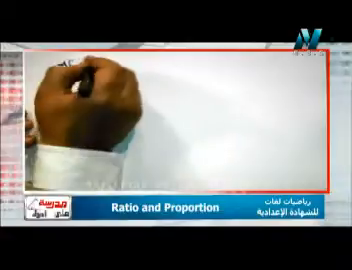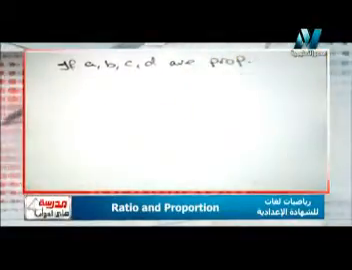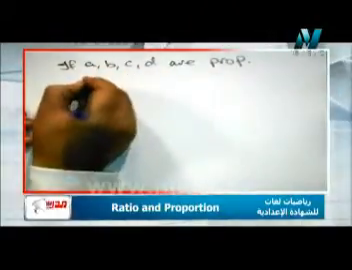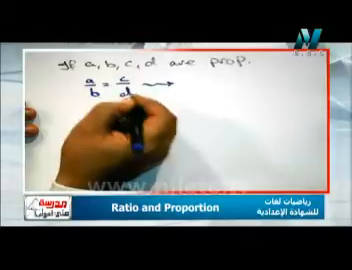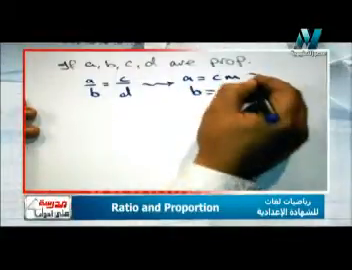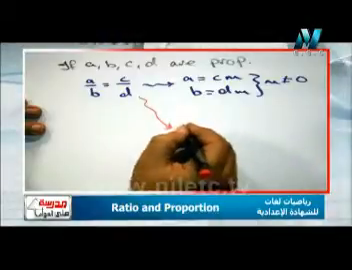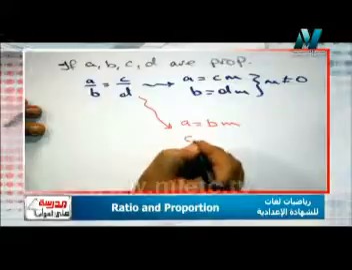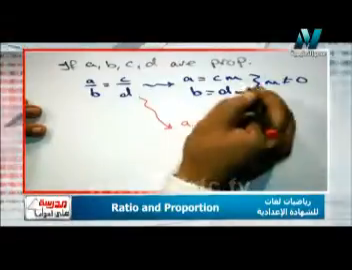Another thing we have to know about proportion: if A, B, C, and D are proportional, let's arrange this in a fraction. Of course, A over B equals C over D. We said before that if we have A over B equals C over D, this may mean A equals C times M, and B equals D times M, and this M doesn't equal 0. Or we can write it another way: A equals B times M, and C equals D times M, and this M doesn't equal 0. Of course, this M in this rule is completely different from this M in the other rule.